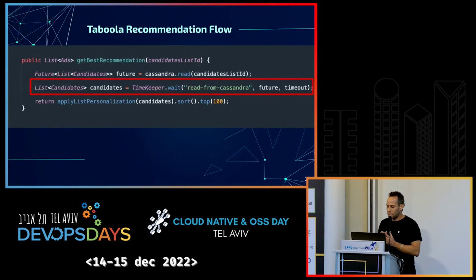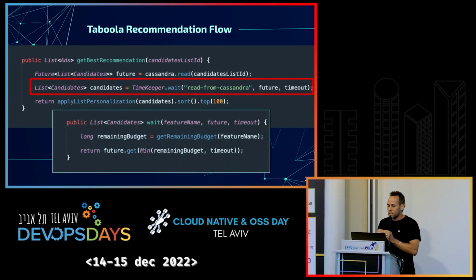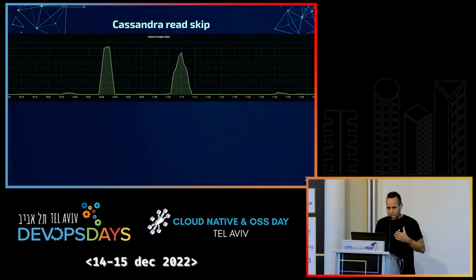You can see here that again, where we need to read from the future, during the future get, we wrap it with the timekeeper. And what happens inside is that when doing the future get, we're either using the original timeout the developer set, or the remaining budget that the timekeeper has, calculated over the entire time on the main thread. And whichever is more strict, this is the one we're going to use. So let's see now what happens.